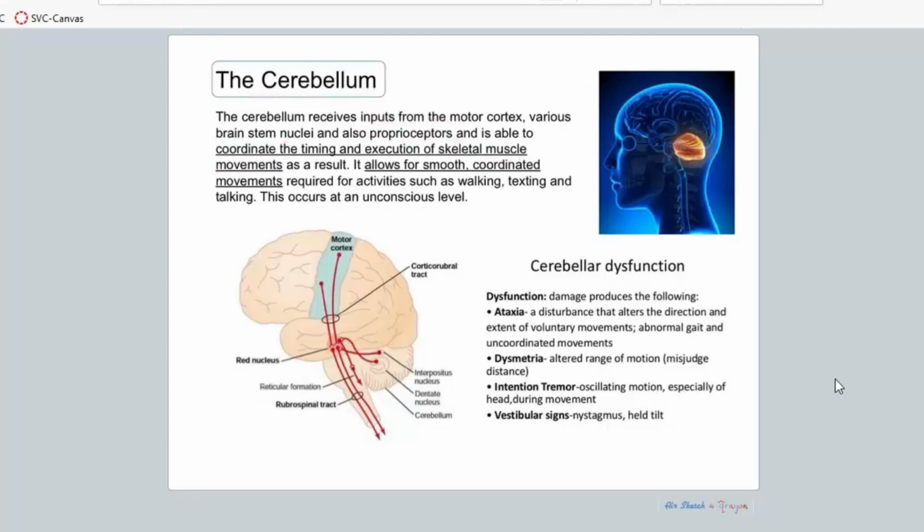And basically what the cerebellum does with all of this motor information is it coordinates the timing and execution of skeletal muscle movements. It allows for smooth, coordinated movements. Walking, texting, talking, all of this requires the cerebellum to be able to pull this off in a smooth, coordinated fashion. And this is illustrated if you have damage to the cerebellum. If you have damage to the cerebellum, then you can have what's called ataxia. And that's a disturbance in the direction of voluntary movements. You have an abnormal gait. You have trouble controlling your walk. Or I guess more succinctly put, you have uncoordinated movements because you can't smooth out and coordinate these skeletal muscle movements. You misjudge distance. Okay, that type of thing.